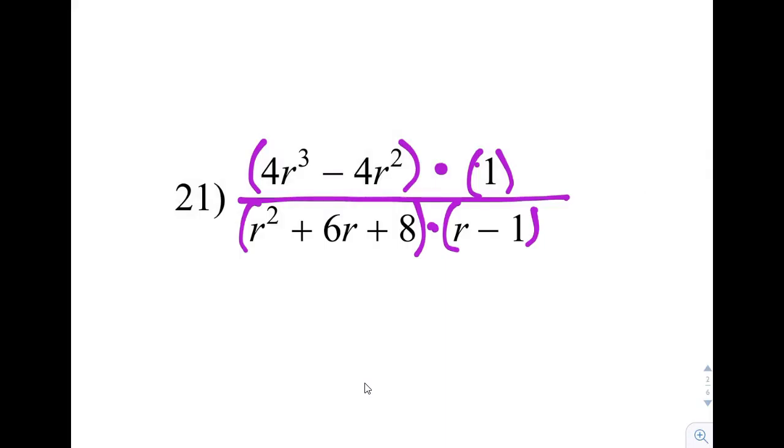So when I have terms like this in parentheses and I see that they share something in common in every term in the parentheses, in this case a 4r squared is in common, I can factor that out. 4 divided by 4 is 1. R to the third divided by r to the second is r to the 1, minus 4r squared divided by 4r squared is going to be simply 1. So 1r to the 1 minus 1 could be written as just simply r minus 1.